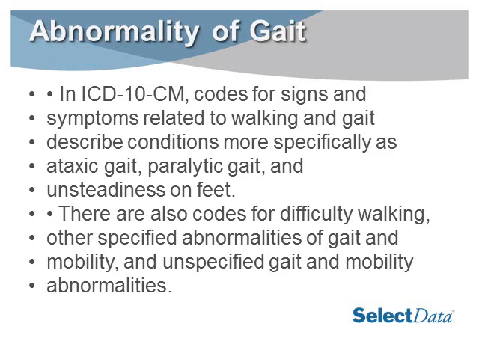For abnormality of gait, in ICD-10, codes for signs and symptoms related to walking and gait now describe conditions more specifically as an ataxic gait, a paralytic gait, or unsteadiness on the feet. There are also codes for difficulty walking, as with ICD-9, and other specified abnormalities of gait and mobility, and unspecified gait and mobility.